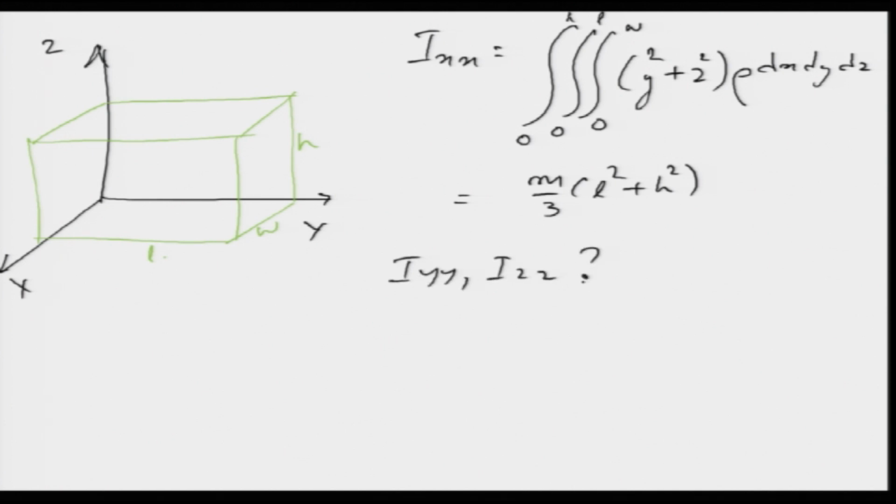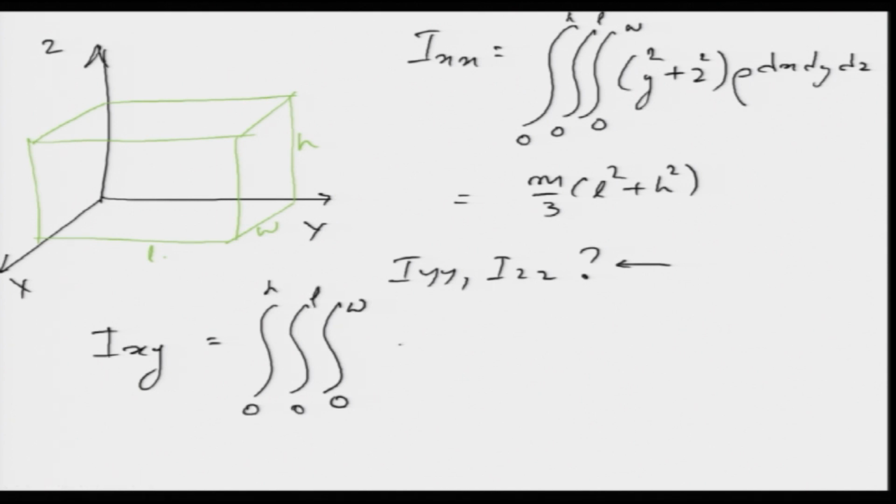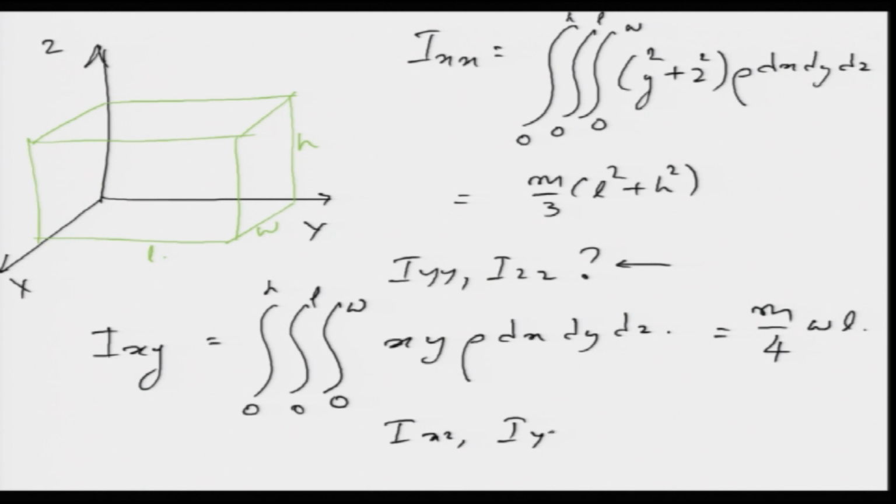This can be done very easily, and we also need to find Ixz, which is the product of inertia, or Ixy. Let us look at the Ixy example. This is computed, just for example, from 0 to w, 0 to L and 0 to h of xy rho dx dy dz, and this comes out to be m by 4 times w into L. Okay. Similarly, you can compute Ixz and Iyz. So, this computation you can do.